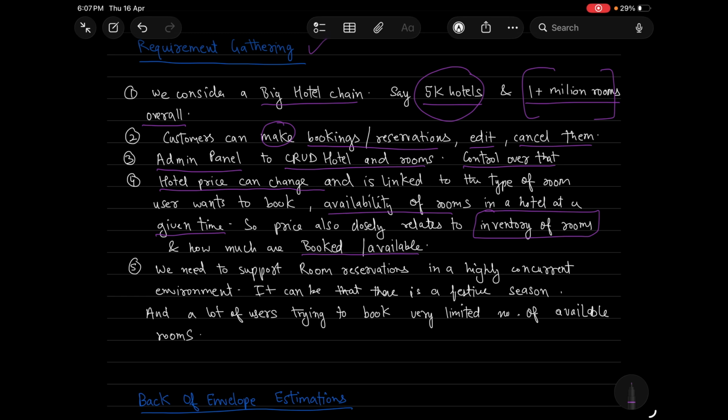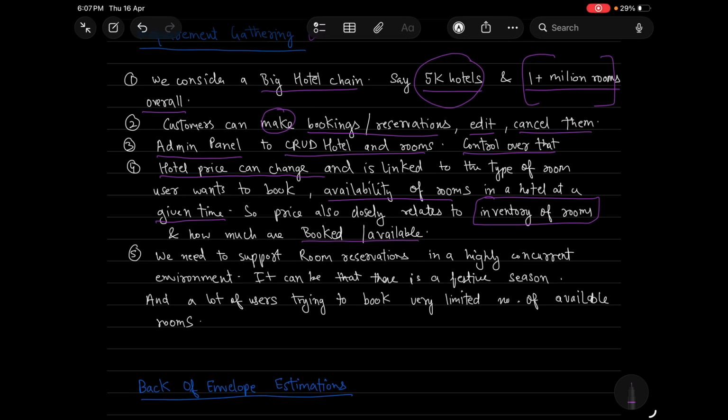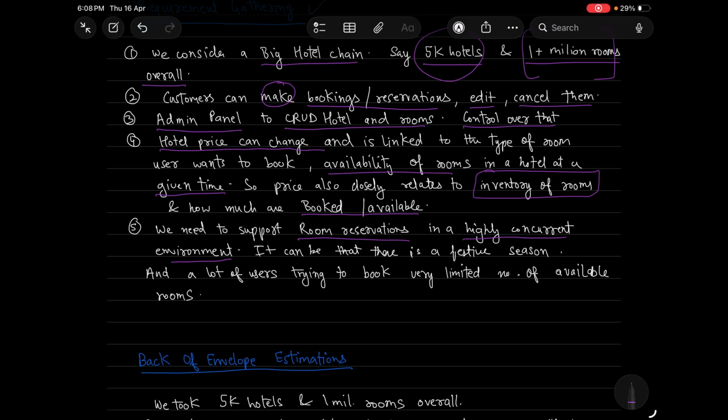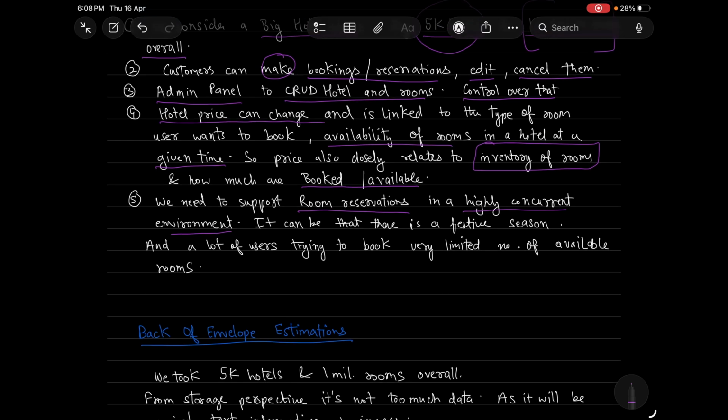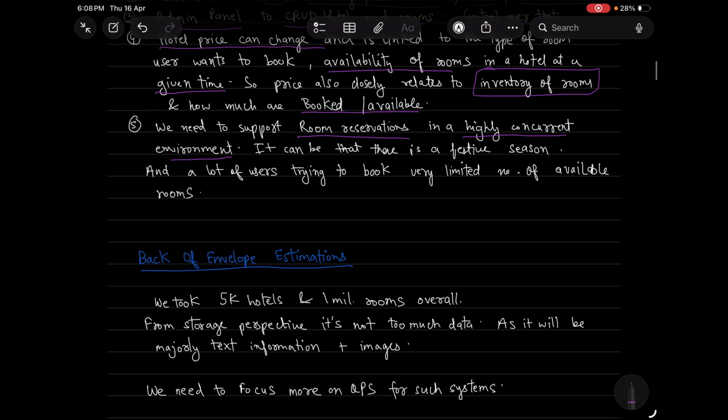We need to support room reservations in a highly concurrent environment. It can be that there is a festive season going on and a lot of users try to book a very limited number of available rooms. So let's say some specific dates are some festive season going on and a lot of users are trying to book the same room. So it's sort of a highly concurrent environment. So we need to handle those scenarios as well, considering we have limited availability of rooms at that point of time.